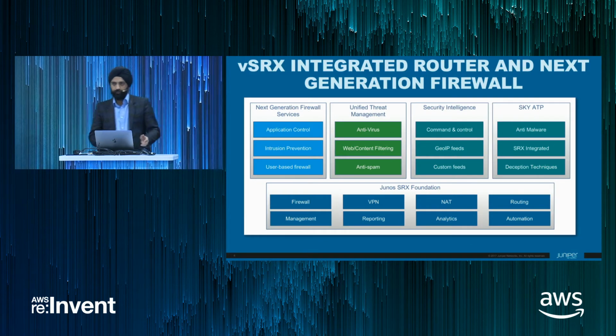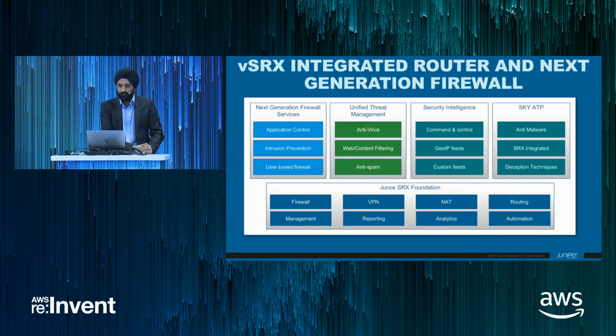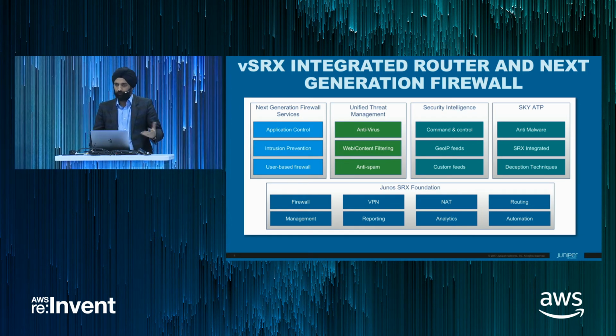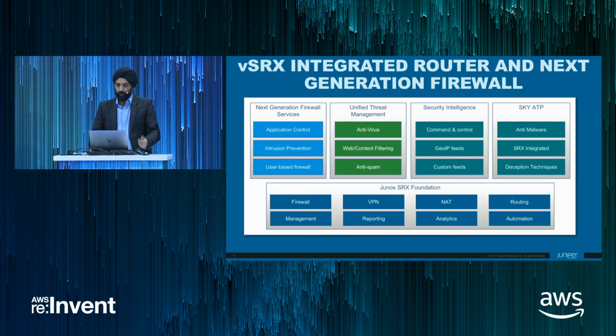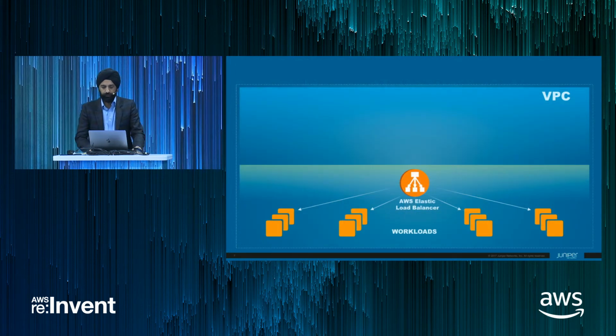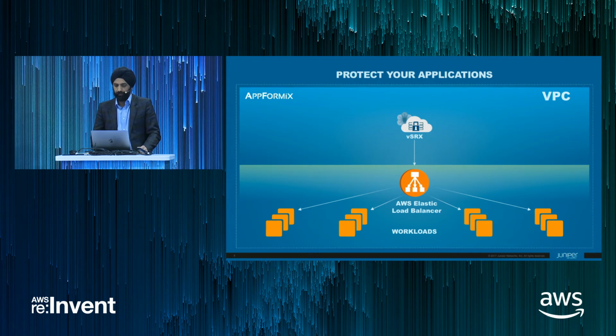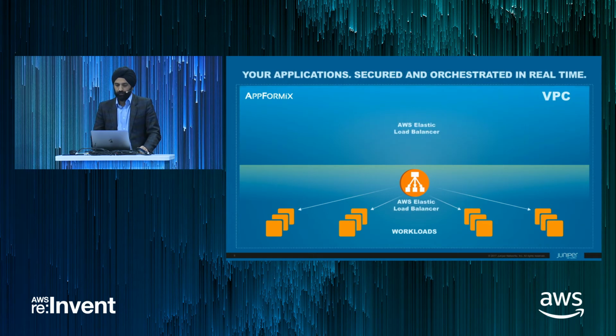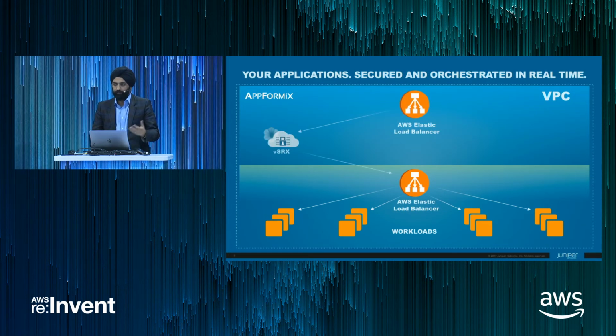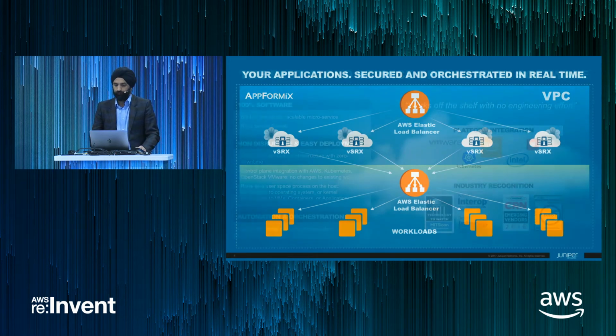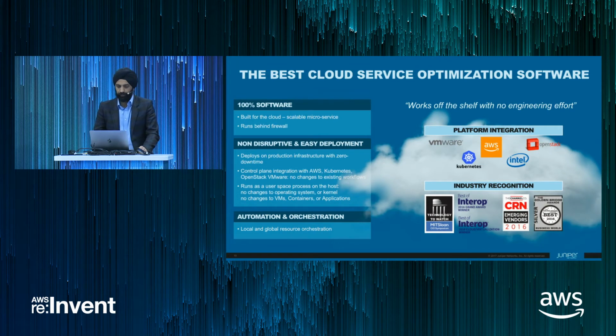Besides AppFormix, at Juniper, what we also have available in the AWS marketplace is our virtual SRX, which provides you the next generation firewall, router and firewall integrated into a single product. And with the combination of the two, what you can achieve is essentially a single environment that's secured by the virtual SRX, and then managed by AppFormix, giving you the scale to automatically scale up additional instances of the virtual SRX.